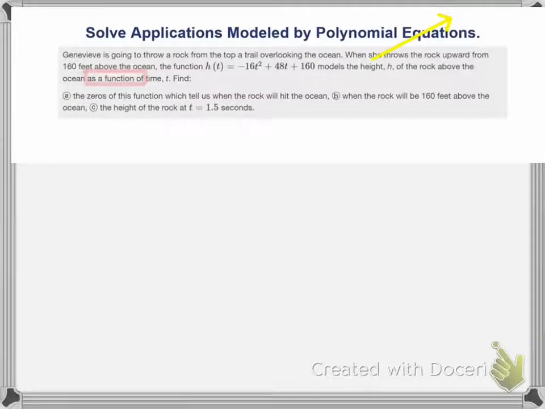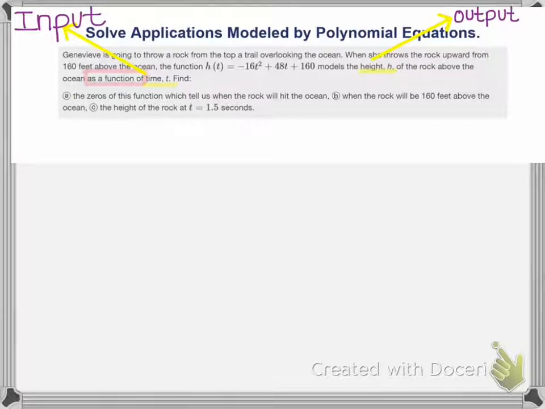So the way this problem is worded, it says the height of the rock is a function of the time. Since the height came first, the height is my output variable. And since the time came after the words "as a function of," that tells me that time is my input variable. That's really important because when I start to solve parts A, B, and C, I need to know, am I looking for the input value or am I looking for the output value?